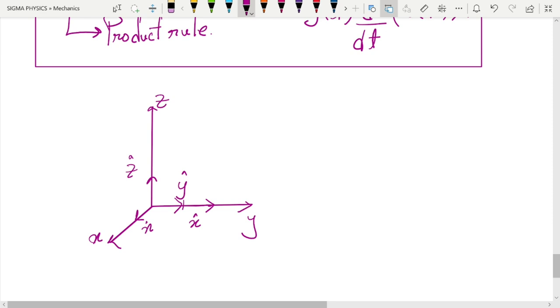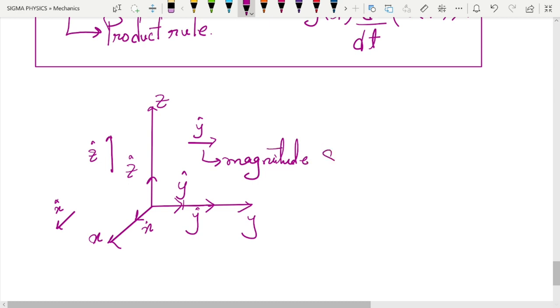And that is x cap. You can draw a unit vector over here, y cap. Or you can draw a unit vector in this direction, which is z cap. Or you can draw a unit vector over here, x cap. So it does not matter where you draw your unit vector, its magnitude and direction both remain constant in space.